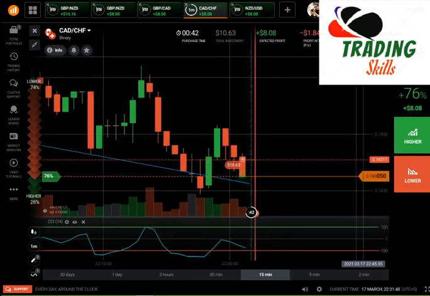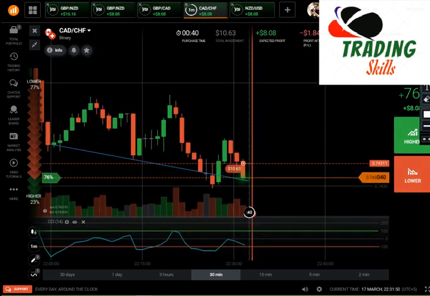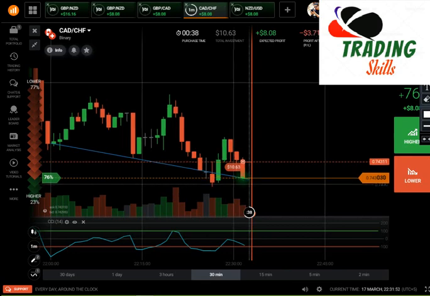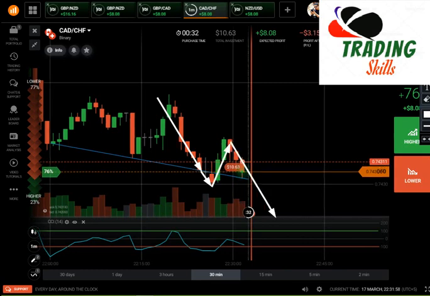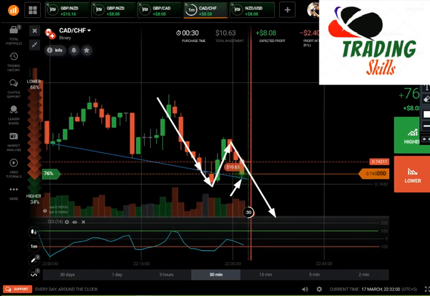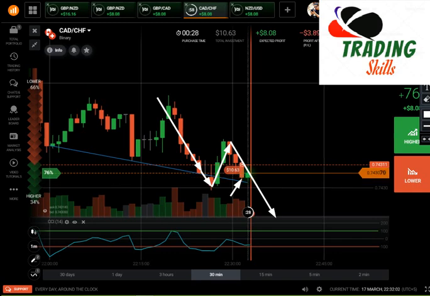Why? Because you can see here, you need to analyze the market movement. Market movement is like this. So again it is getting the rejection exactly from this zone. So I took my trade here with this candle.